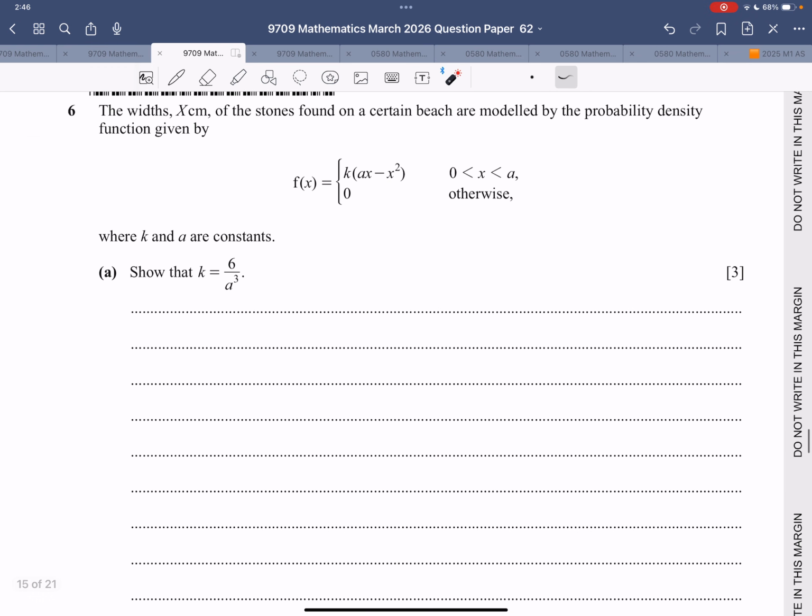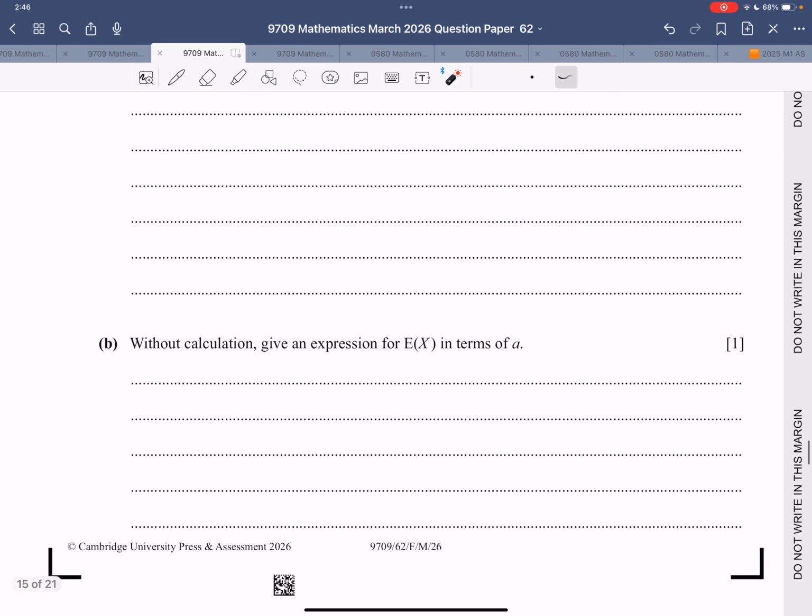Now question number 6. It says the widths of the stone found on a certain beach are modeled by the probability density function k(ax minus x square), where x lies between 0 and a, where k and a are constants. Show that this constant k is 6 over a cube. Without calculation, give an expression for the expectation of x in terms of a.